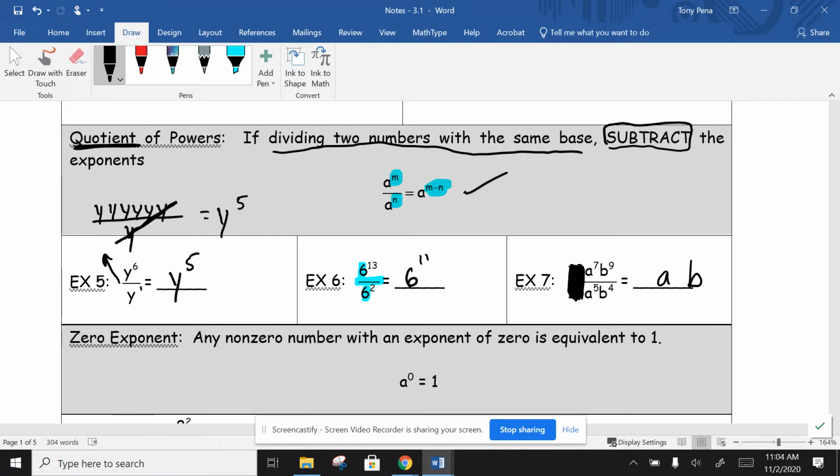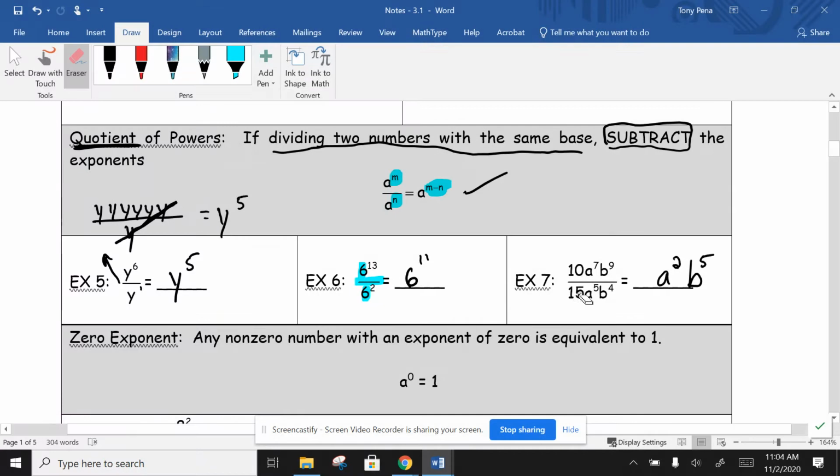Let's do Brooke. What do you have, Brooke? Good. So Brooke said a squared, b to the 5th. That is correct. We're just doing 7 minus 5 is 2. 9 minus 4 is 5. So that's what we do with our exponents.